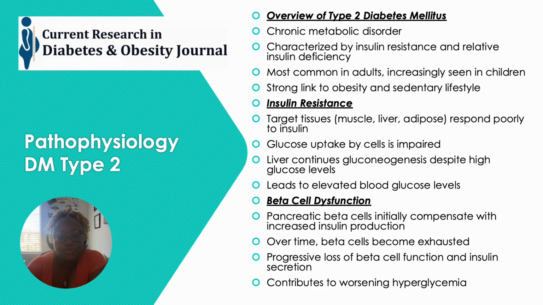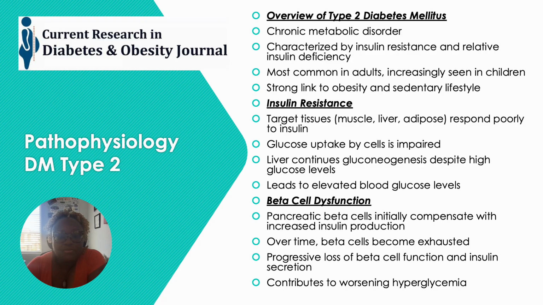Moving on to type 2 diabetes, we're going to do an overview. So this is a chronic metabolic disorder. It's characterized by insulin resistance and relative insulin deficiency. So we have two things going on here: resistance to the insulin and also a deficiency in insulin production.